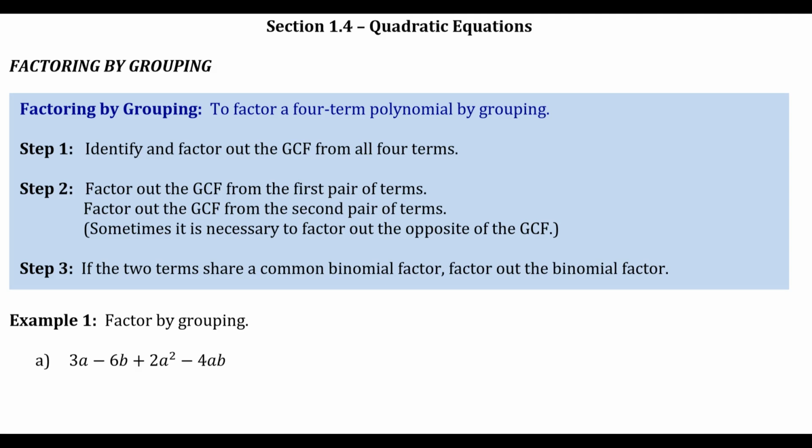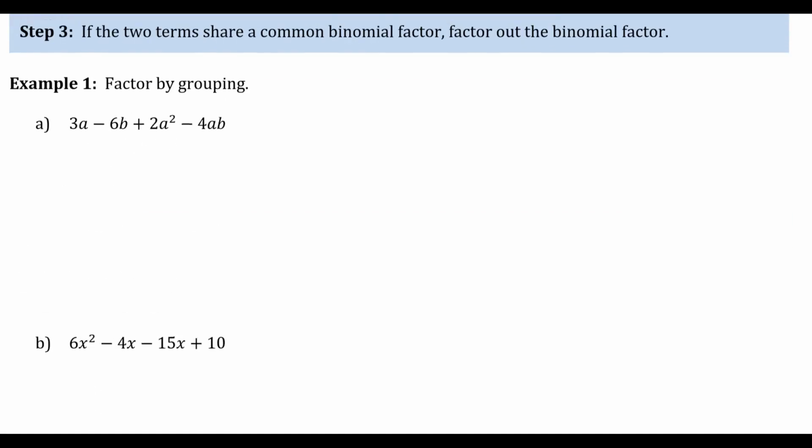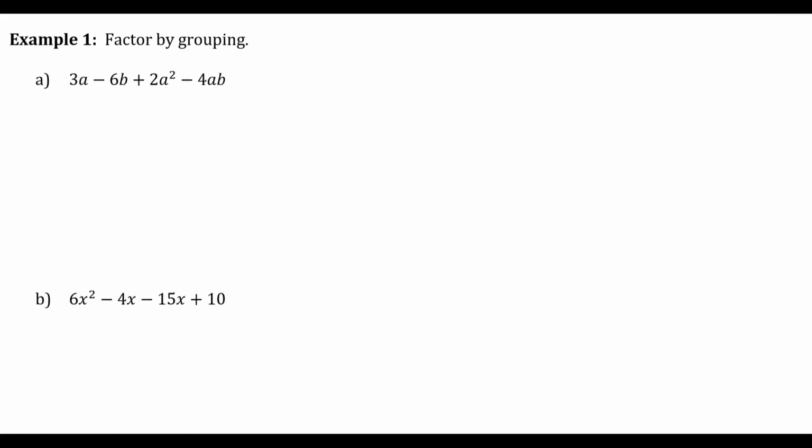First, we identify and factor out the GCF, greatest common factor, from all four terms, if there is one. Then we factor out the greatest common factor from the first pair of terms. We factor out the greatest common factor from the second pair of terms. And we'll discuss sometimes it is necessary to factor out the opposite of the GCF, meaning the negative version of it. If the two terms share a common binomial factor, factor out the binomial factor. So let's look at an example and see what this actually means.